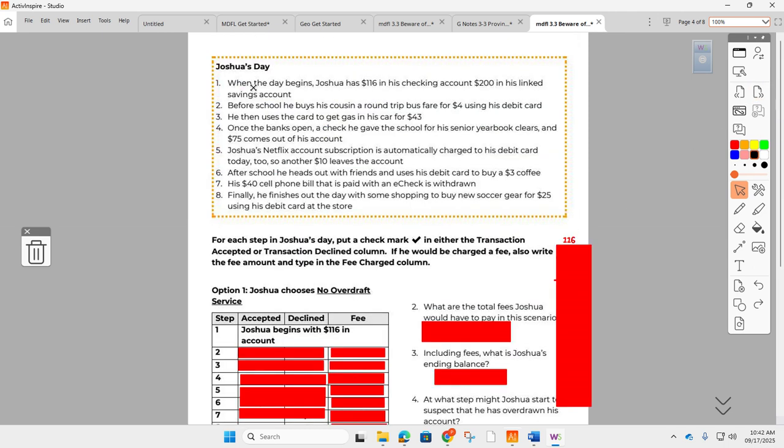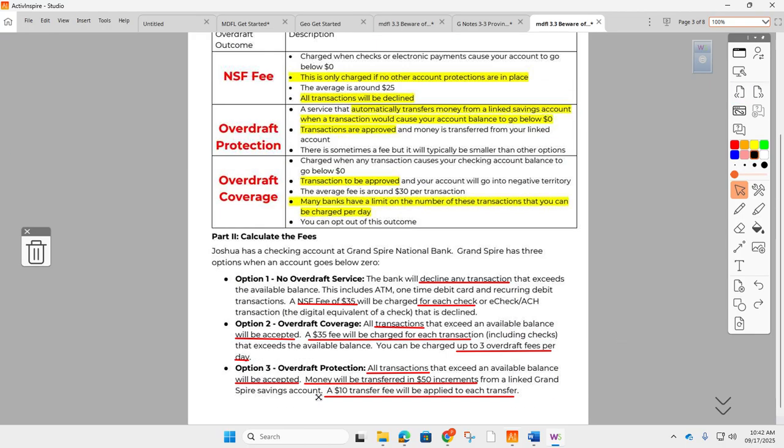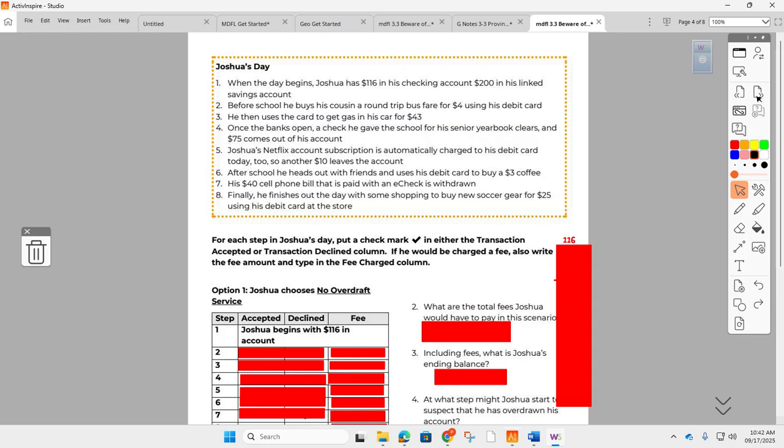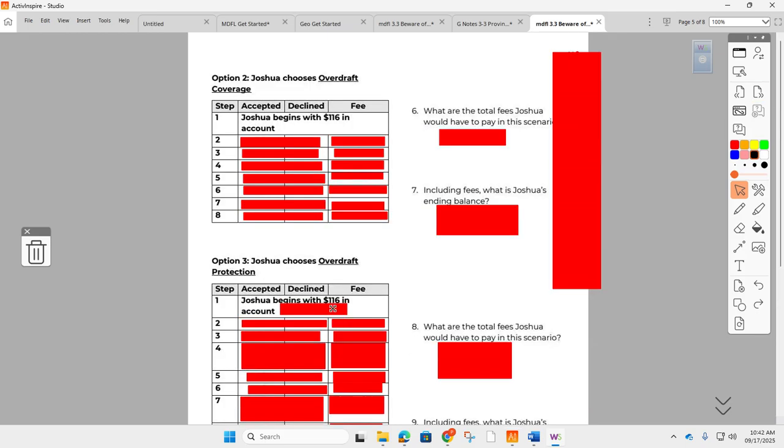So looking at these transactions, it says when the day begins, Joshua has $116 in his checking account and $200 in his linked savings account. Well, remember, we only need the linked savings account for option 3. So let's go ahead and write that by option 3. We're going to put right here in option 3, $200 in savings, to remind ourselves that we're using that.